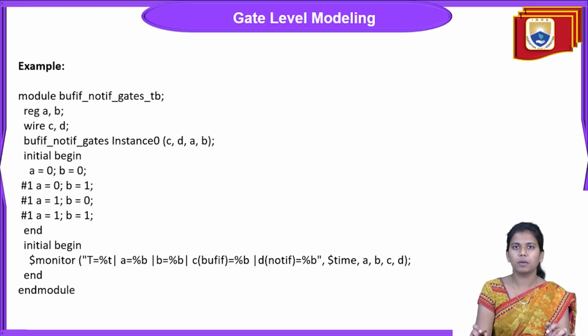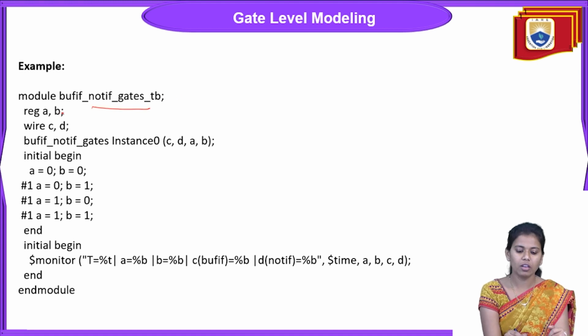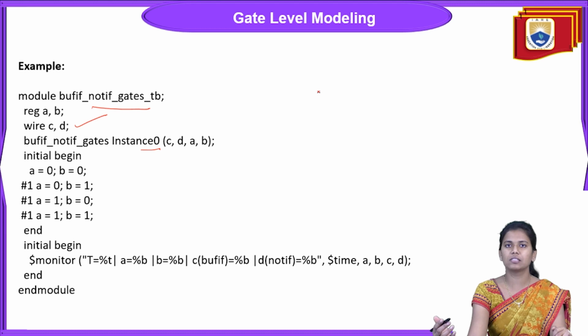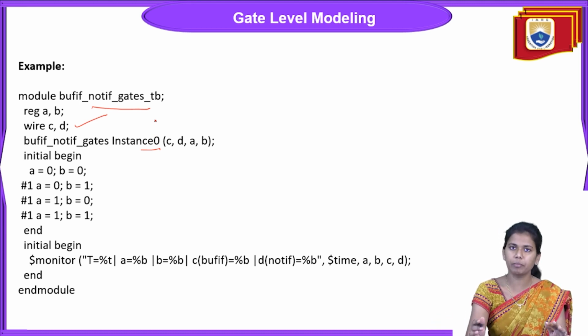Coming to the test bench. Here, like the previous example, the module is BuffIfNotIf gates test bench, with registers A and B and wires C and D. Then the BuffIfNotIf gate instance 0. From 0, 1, 2, 3, however many instances you are considering, you have to mention them separately, using a comma. So instance 0, C, D, A, B. C and D are the outputs, A and B are the inputs.